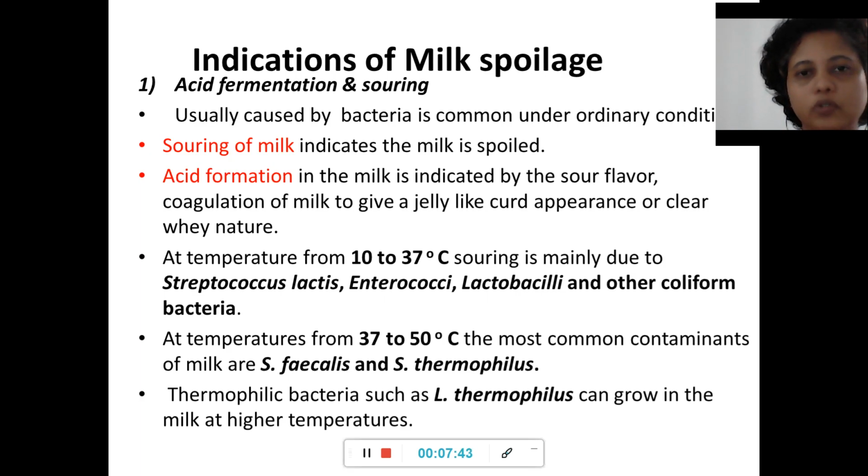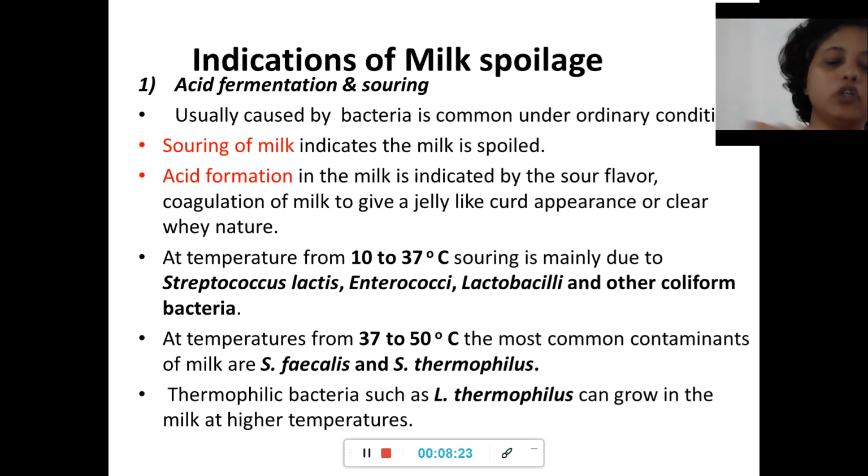Now let us talk about the indications of milk spoilage. Once milk becomes spoiled, it is mainly because of acid fermentation, and it is indicated by souring. So souring of the milk indicates that the milk is spoiled. Sometimes acid formation will also happen in the milk, and it is this acid fermentation that gives the sour flavor and results in the coagulation of milk, giving a jelly-like curd appearance or a clear whey nature.